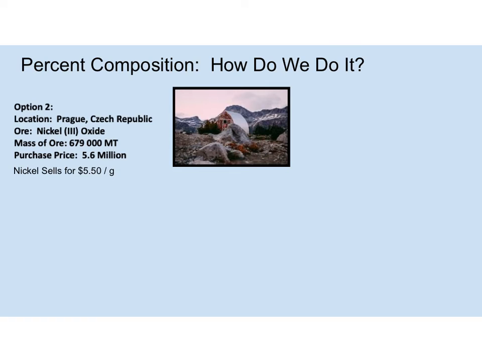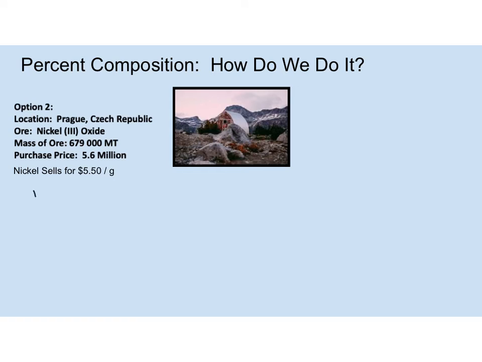Okay? So here's the idea, is that you have this mountain in Prague in the Czech Republic. It's made of nickel 3 oxide, okay? The mass of the ore is 679 metric tons, okay? So we can just convert that over into grams if you like, or whatever you'd like to use. And the purchase price is $5.6 million. So let's go through what we're going to do in this case.